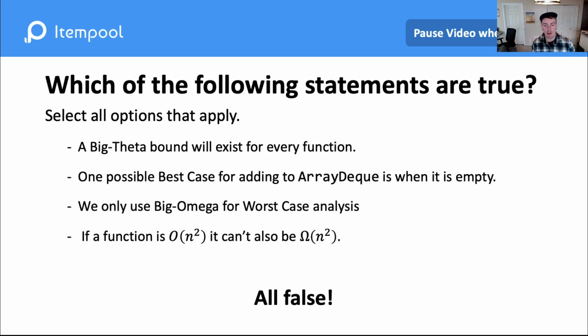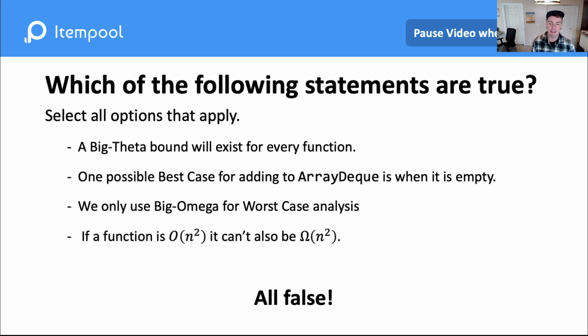The next one, we only use big omega for worst case analysis. This is also false. We separated our pipeline of code modeling, where you can use cases of best case, worst case, other cases, and then you do asymptotic analysis, which could be big O, big omega, big theta. You could do big omega on the best case or big omega on the worst case. You could mix and match these however you want. Big omega is just about lower bounds. It doesn't matter which function you're analyzing. It just tells you that that function is lower bounded by some other function.